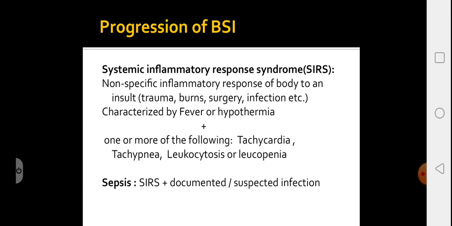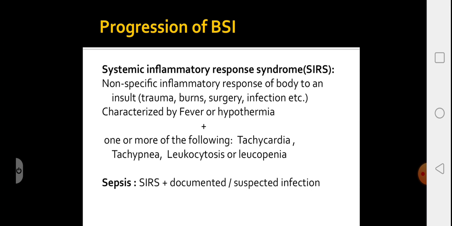Systemic inflammatory response syndrome is a non-specific inflammatory response of a body to an insult, which can be an infection or other causes like burns, trauma, surgery, etc., and it is characterized by fever or hypothermia along with one or more of the following. It can be either tachycardia, tachypnea, leukocytosis, or leukopenia.